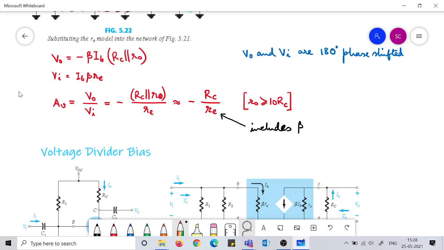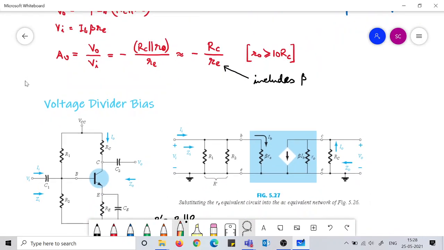Now can you say whether the AV, the voltage gain, is more than 1, less than 1, or equal to 1? Normally it is more than 1 because RE would be much less than RC. RE is in ohms, RC is in kilo ohms.